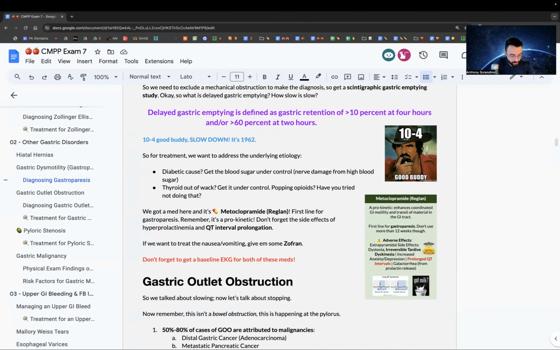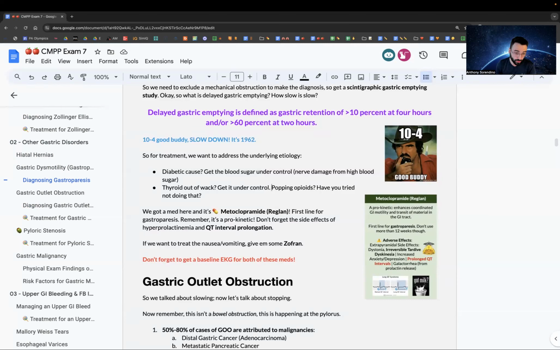There is a med here. This is a really easy pharm question. It's going to be Reglan, which is metoclopramide. We learned about this in the last exam. This is that prokinetic, and it's first line for gastroparesis. But don't forget the side effects of the hyperprolactinemia, which is probably less important here, and the QT interval prolongation. So make sure you give somebody a baseline EKG before you give them Reglan.